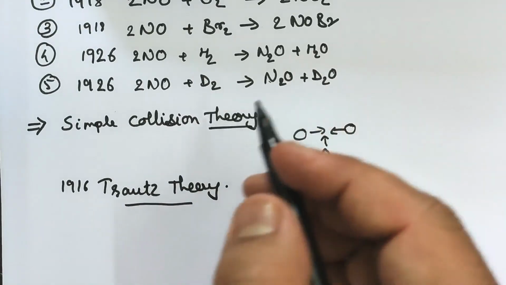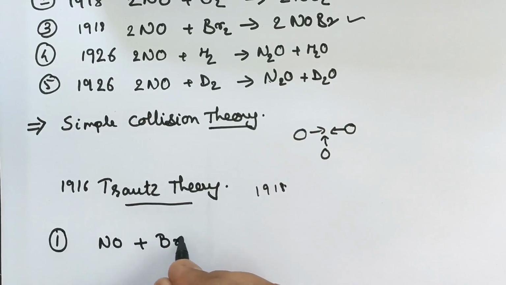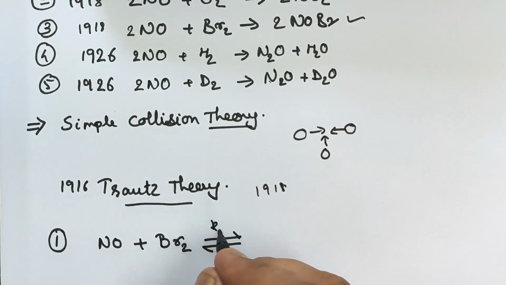To understand this theory, we may take the example of the formation of nitrosyl bromide. The first step, as said by Trautz, is that a molecule of nitric oxide will react with one molecule of bromine and undergo a sticky collision wherein an NOBr2 complex will form, which has a very short half-life. That is, we have NO reacting with Br2, and obviously it will be a reaction wherein there is an equilibrium.